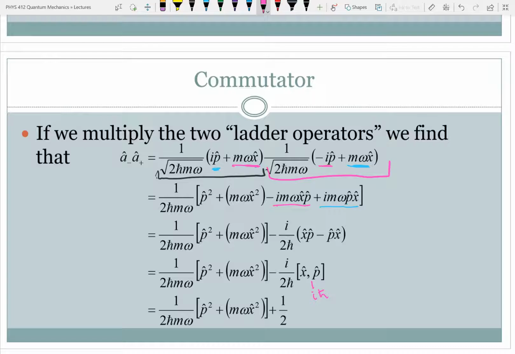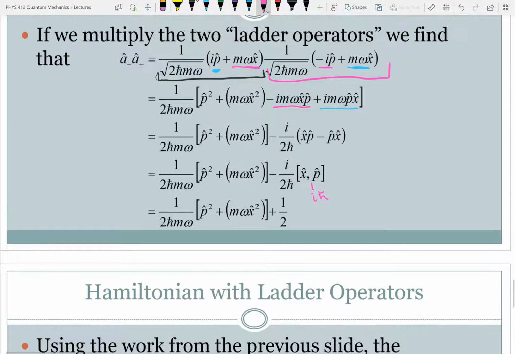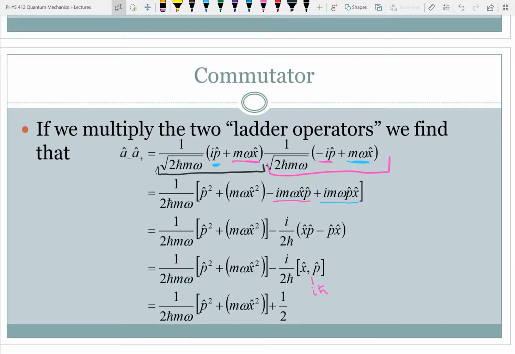Quick question. On the second term, the M omega X operator squared, is the square supposed to be on the outside of the parentheses? I rewrote it this morning, and I thought that I was. It is supposed to be on the outside. You're correct. It's supposed to be out here.